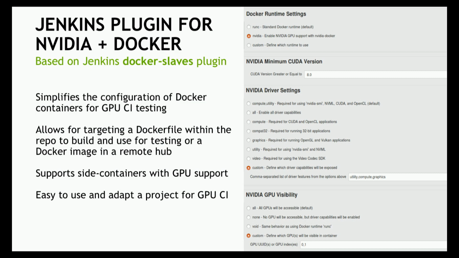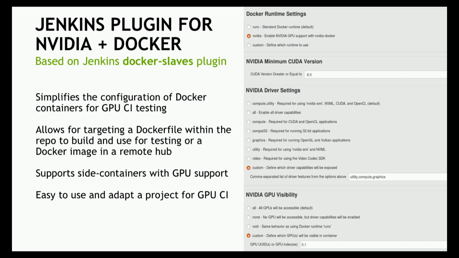Basically, it's trying to make it a lot easier to use the NVIDIA Docker plugin natively within Jenkins. So it's now UI friendly. You just go in and say, I want to use Docker, I want to use this particular runtime, I need this version of CUDA. And then if there are any driver settings or any other kinds of restrictions, I can go through and just set those without having to worry about all the underlying pieces.